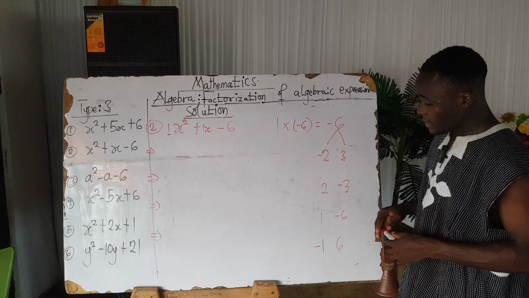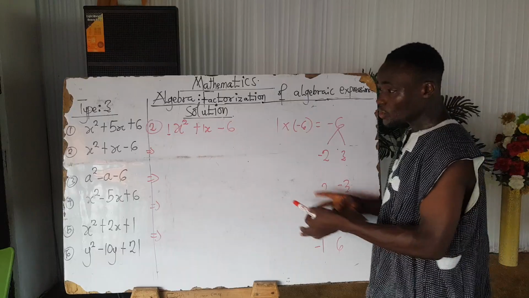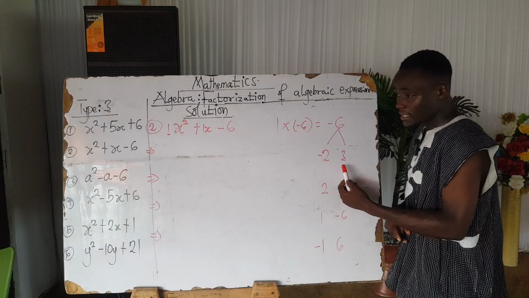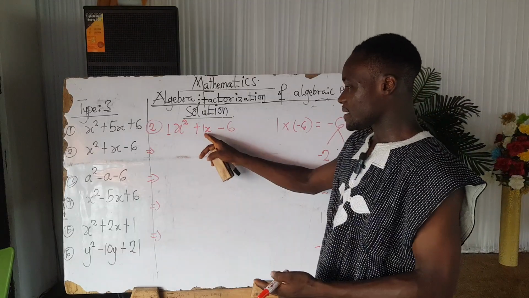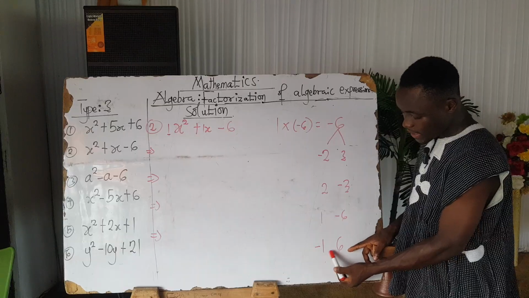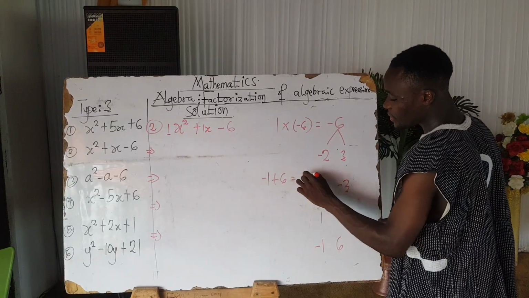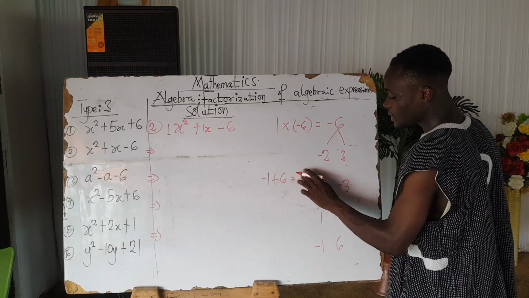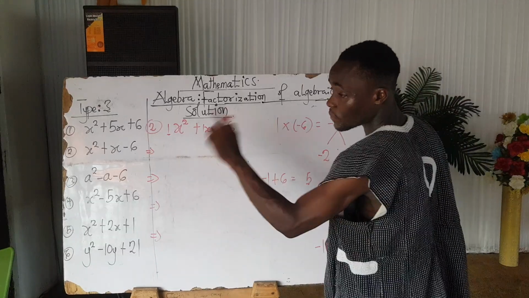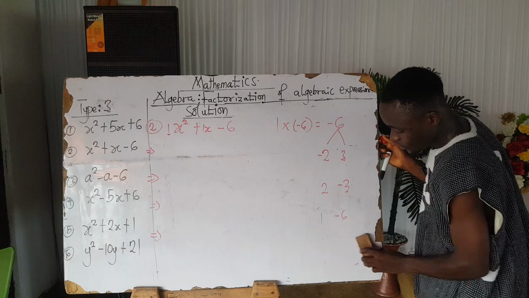Now, the question is, which of them will suit what we are looking for? Remember, we said that when we pick these two numbers and add them, we should get this, the 1 over here. So let's see. When we add negative 1 plus 6, what are we going to get? We are going to get positive 5. And here is 1. So it doesn't match at all. So we cannot pick this. So this one is out.